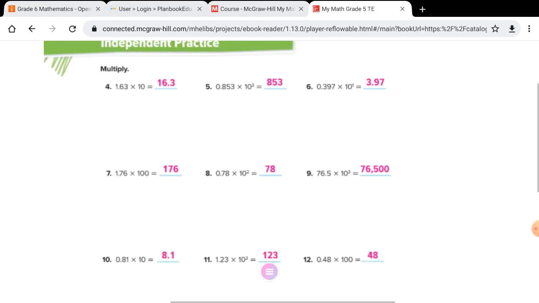Number 4, you should have 16.3. If on any of those you have an extra 0 back behind the decimal point, is that okay? Yes. Yeah, if it's at the very back and it's behind a decimal point. If it's in front of the decimal point, it's not okay because it changes the value. So number 5 is 853.